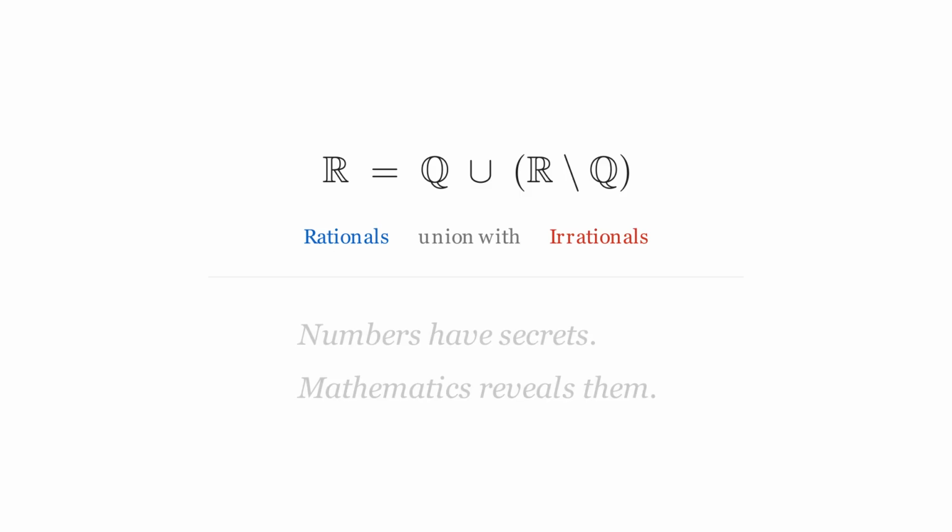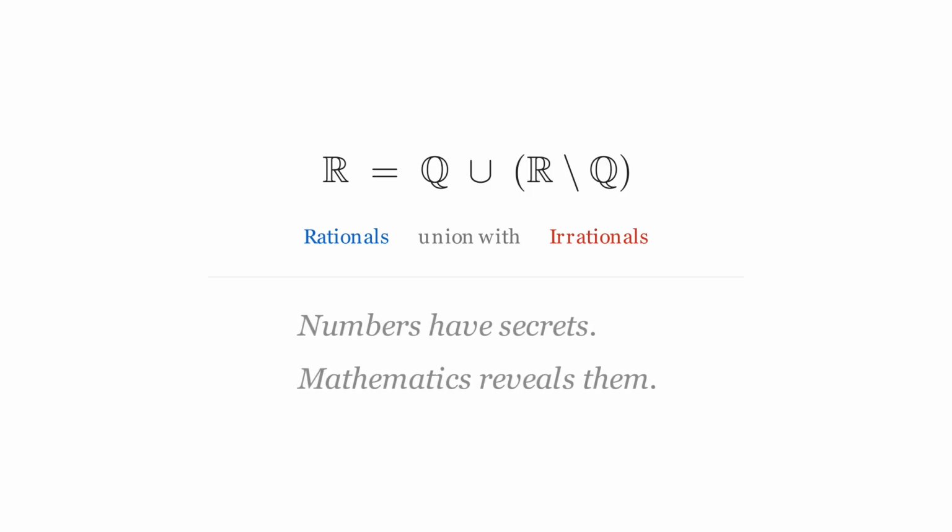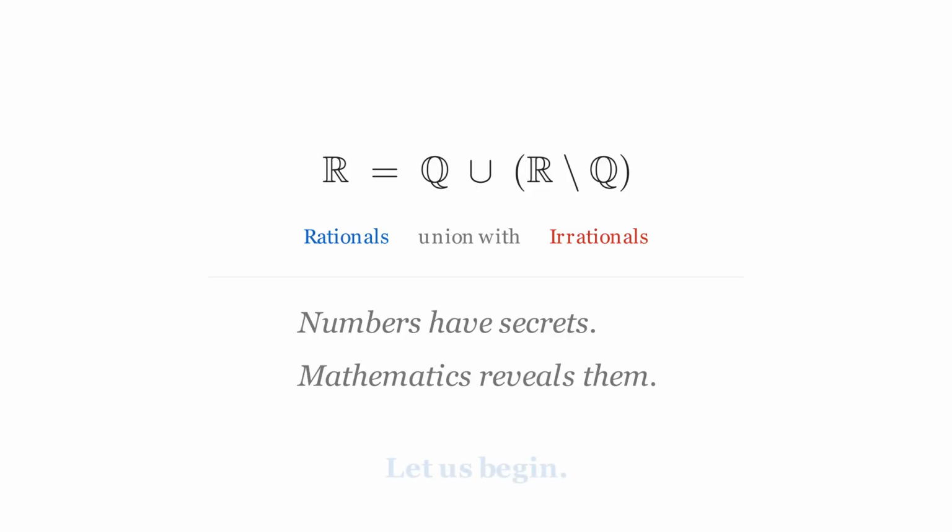The real numbers are defined as the union of the rationals and the irrationals, two infinite families of numbers, interleaved so densely that together they cover every single point on the number line without a single gap. This chapter will sharpen your tools for working with them. Numbers have secrets. Mathematics reveals them. Let us begin.